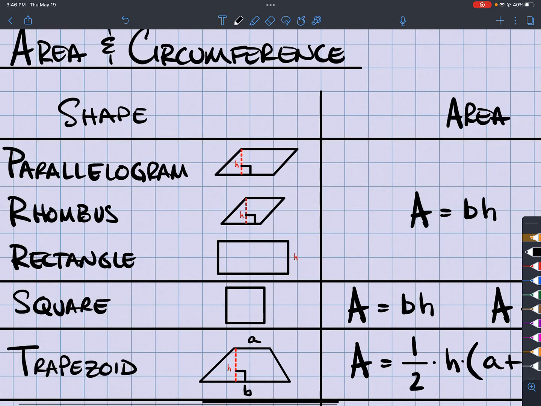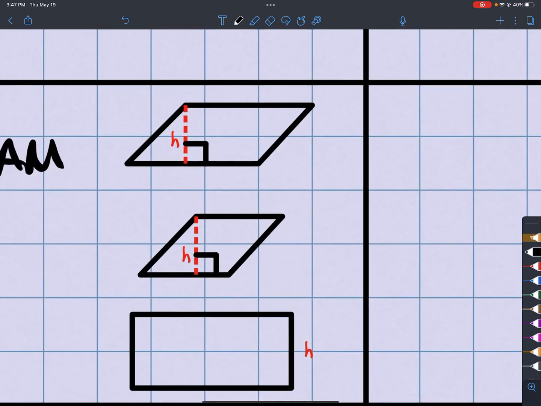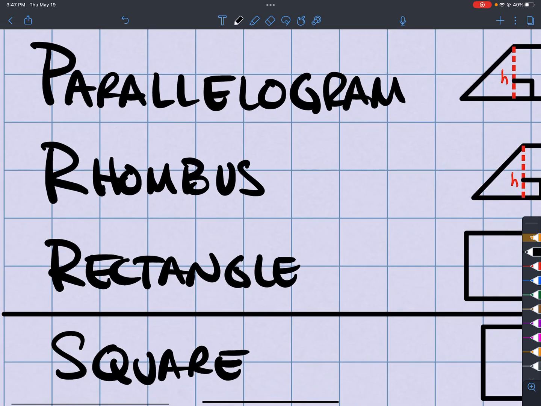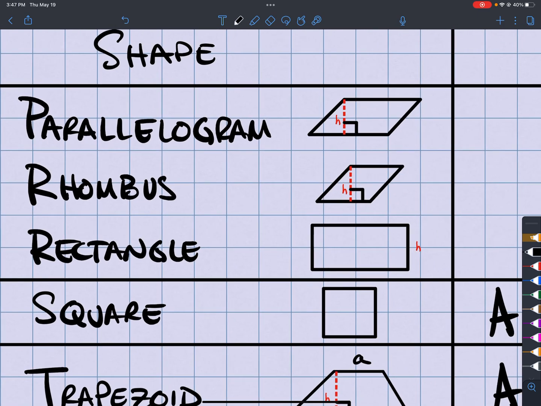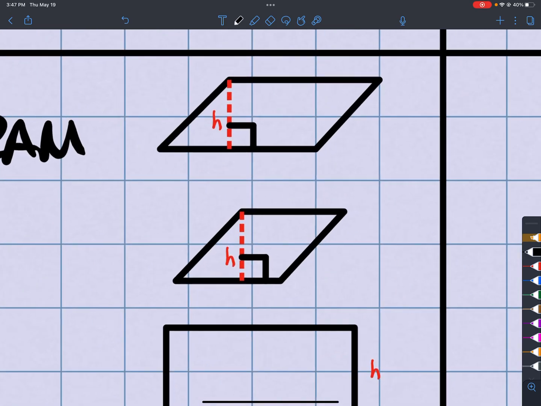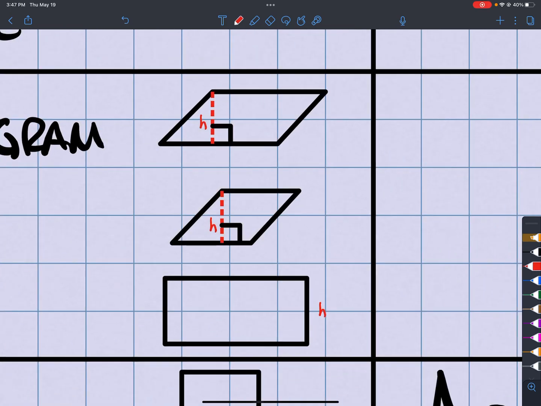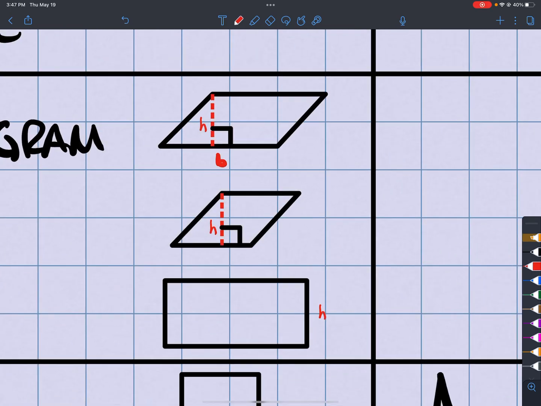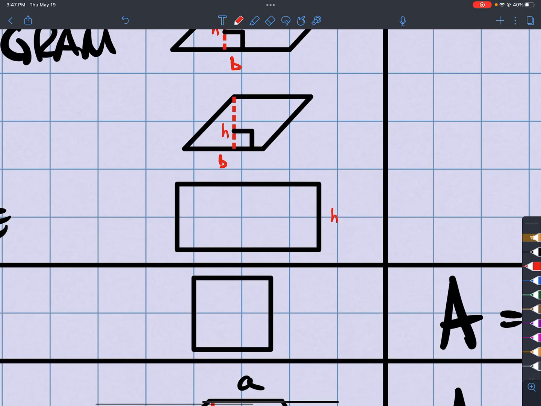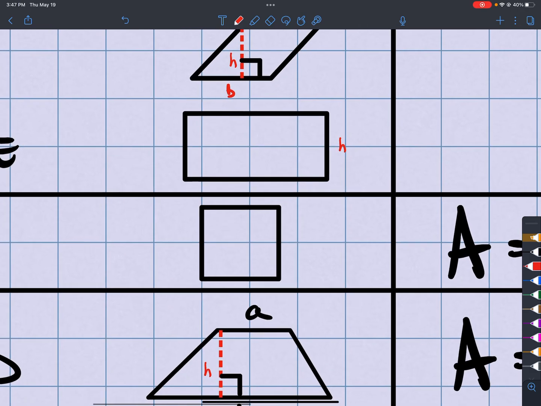So if it's any of these shapes here, the parallelogram, rhombus, rectangle, even the square, it really is just the base times the height. The height and the base are always perpendicular to each other, okay? So it's always going to be perpendicular to each other.